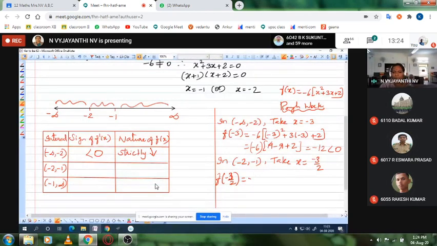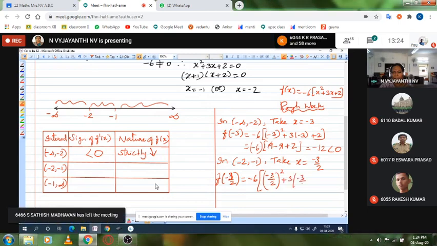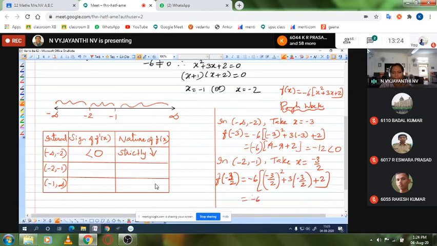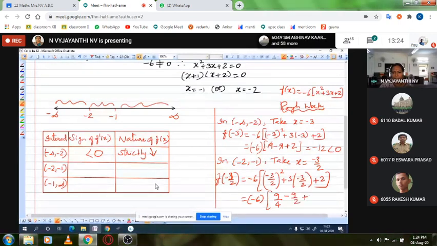So here we will have minus 6 into minus 3 by 2 the whole square plus 3 into minus 3 by 2 plus 2. So what will you get? Minus 6 into 9 by 4 minus 9 by 2 plus 2. So what will it be?